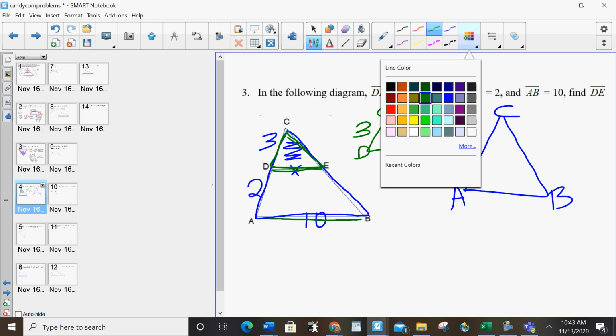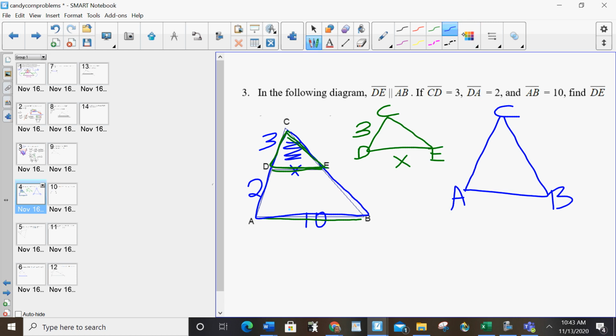For the big triangle, and this is a little twist, CA is 5. Because CA is 3 plus 2, which is 5. And that's one of the most important reasons why I want you to separate the triangles. AB is 10. Now that we have our triangle separated, we do what we did last week.